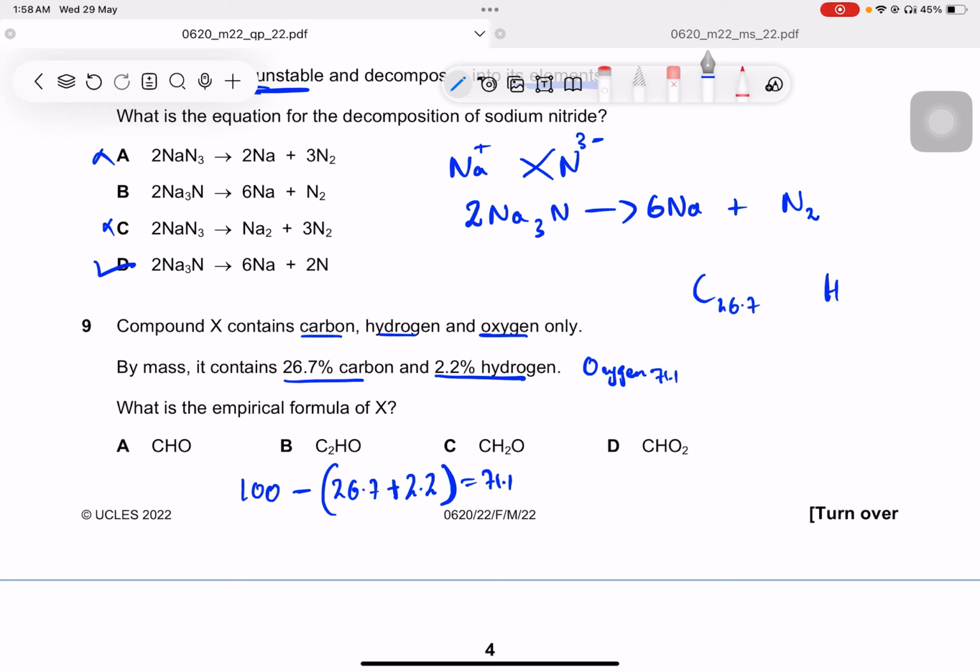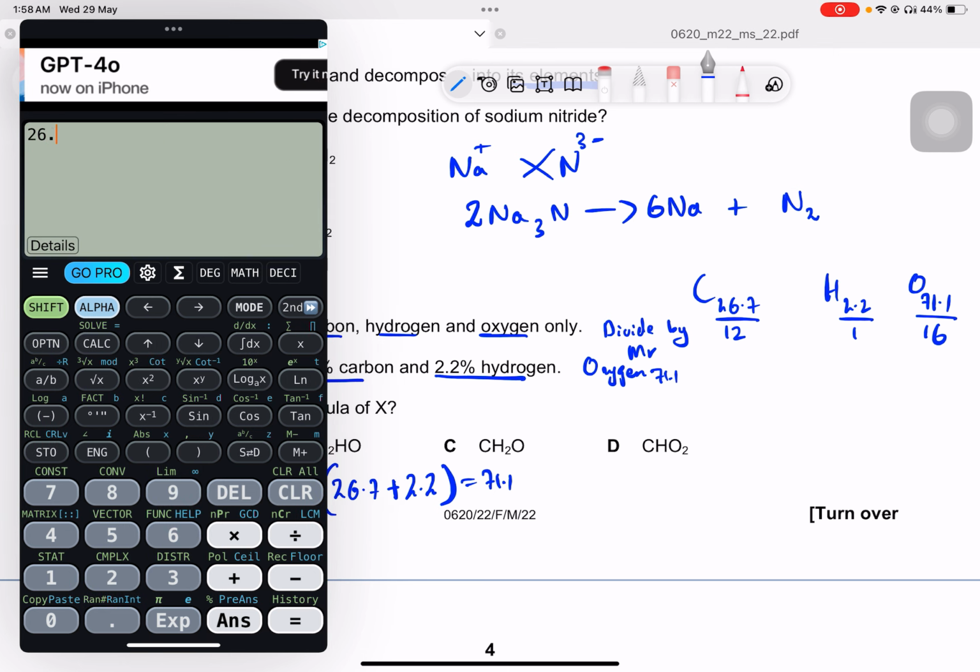So what we do is we write the elements like this, and then we divide all of them by their Mrs to convert into moles. So 26.7 divided by 12, 2.2 divided by 1, 71.1 divided by 16. So 26.7 divided by 12 will be C 2.225, H 2.2, O 71.1 divided by 16, which will be 4.44.